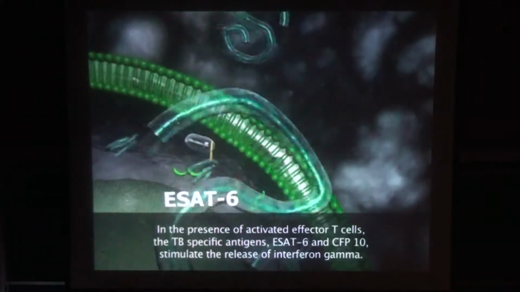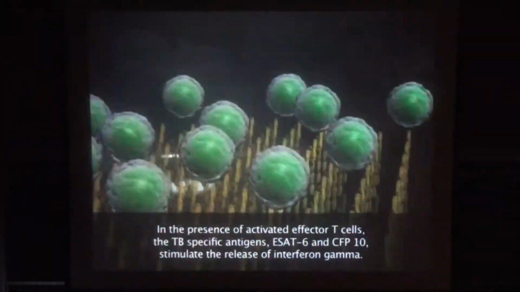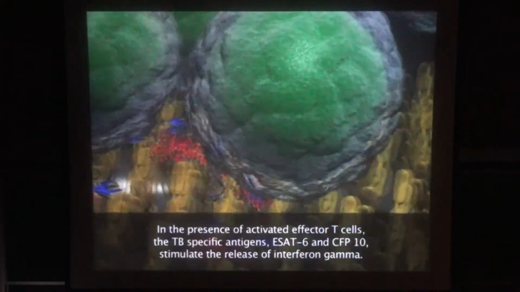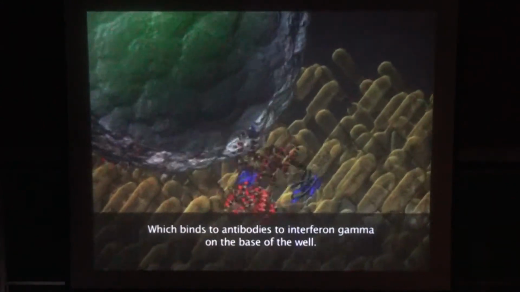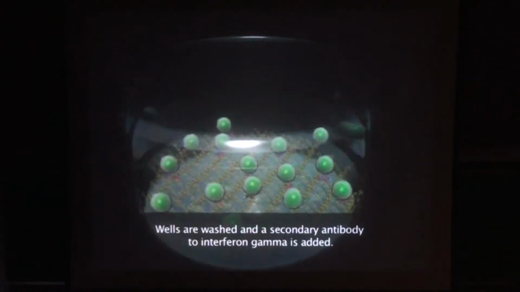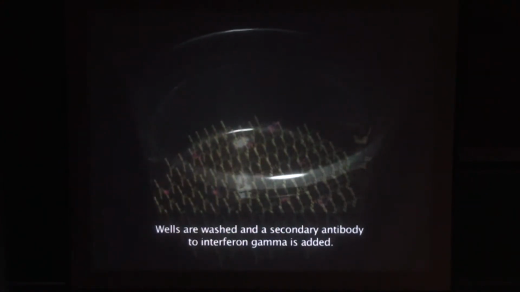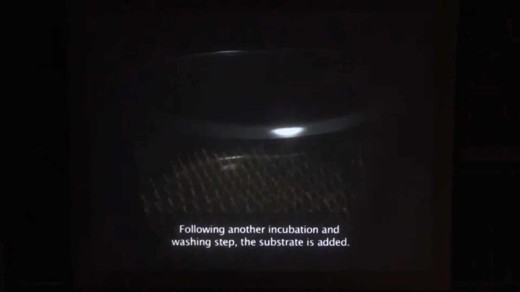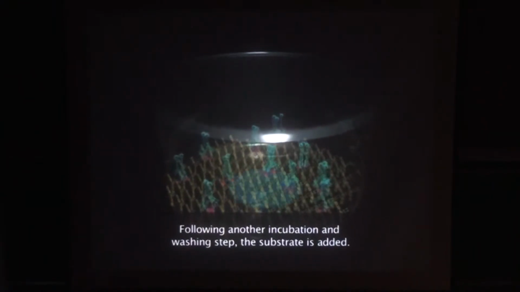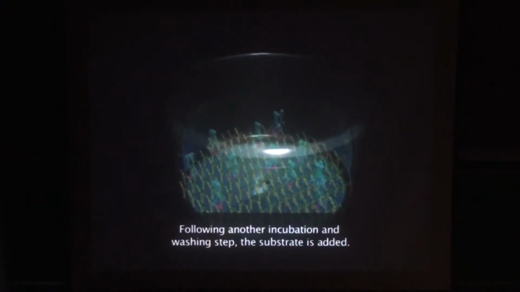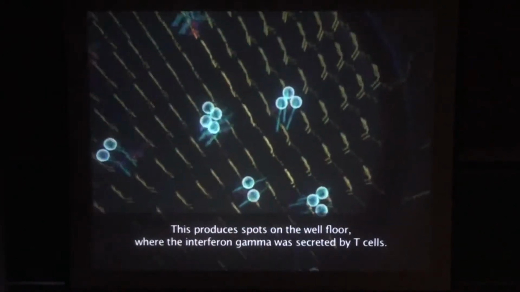In the presence of activated effector T cells, the TB-specific antigens, ESAT6 and CFP10, stimulate the release of interferon gamma, which binds to antibodies to interferon gamma on the base of the well. Wells are washed, and a secondary antibody to interferon gamma is added. Following another incubation and washing step, the substrate is added. This produces spots on the well floor where the interferon gamma is secreted by T cells.